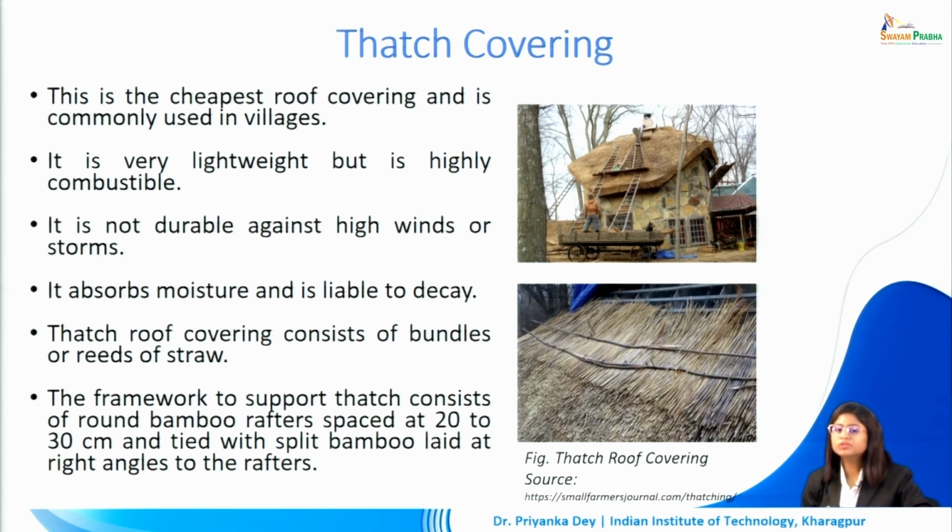The framework to support the thatch consists of round bamboo rafters spaced at 20 to 30 centimeters center to center, and they are tied with split bamboo laid at right angles to the rafters, like so. This helps us create the framework above which we can use the split bamboo to hold the different bundles of straw in position. Nonetheless, though we are providing some amount of weight on top to keep it in position, very high gusty winds will cause this roof to be damaged.